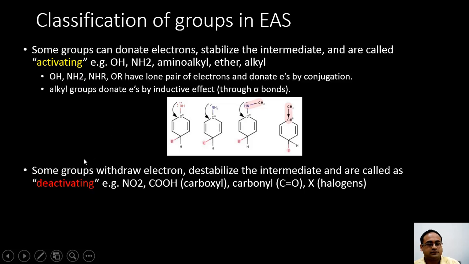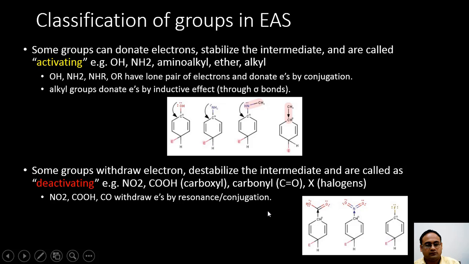On the other hand, some groups withdraw electrons and destabilize the intermediate, and therefore they are known as deactivating. Such groups are nitro, carboxyl, carbonyl or halogen. So if you see carboxylic acid, carbonyl, they withdraw electron density by resonance or conjugation. That means they are withdrawing electron density through conjugation, and halogens like fluorine, chlorine, bromine withdraw electrons through inductive effect.